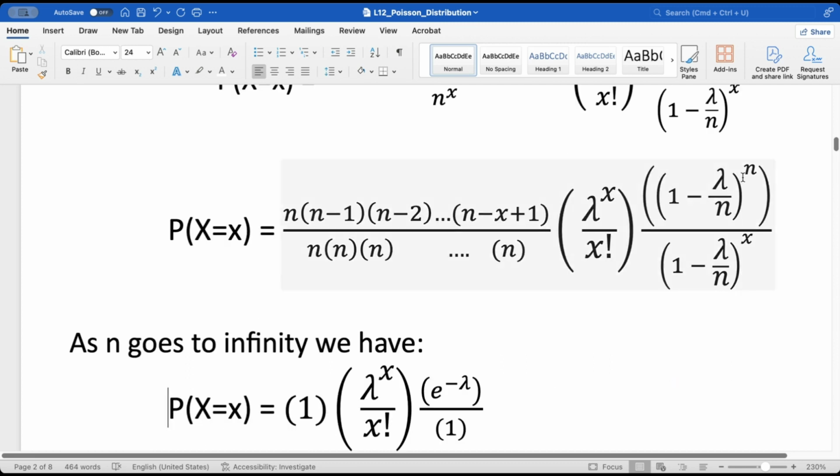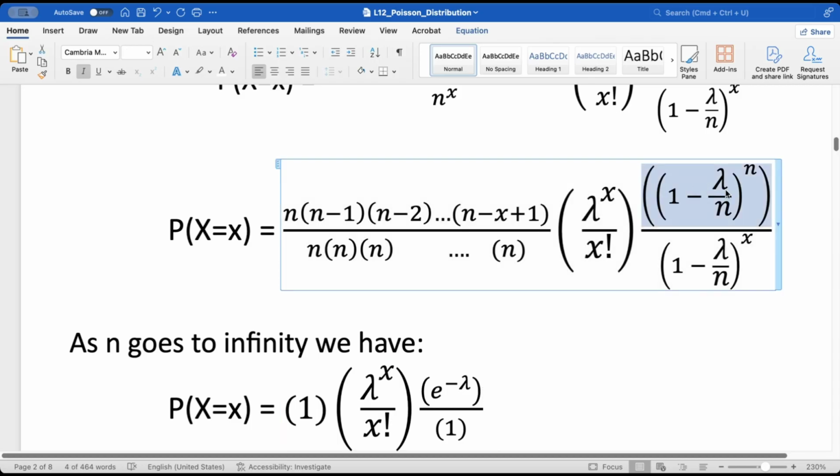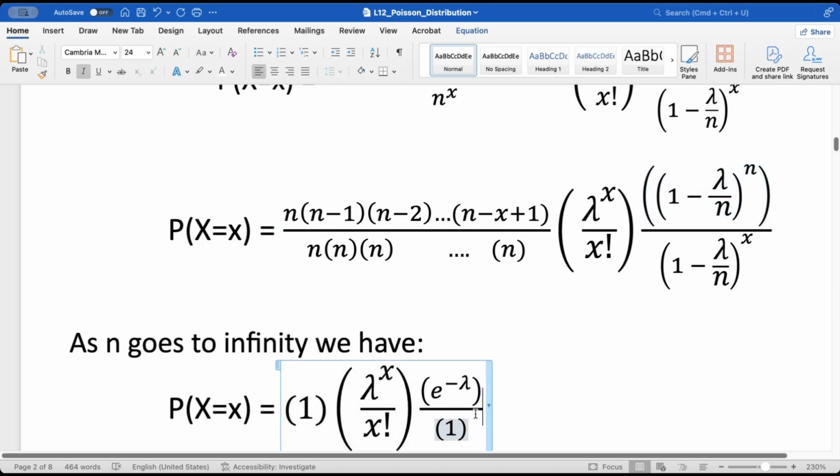But the numerator, we have a situation where the base expression is going to 1, but the power is going to infinity. So that is a form of L'Hopital's rule. And I'm not going to do that out here, but this expression does have a limit of e to the minus lambda. So let me just give you that limit definition of e here.